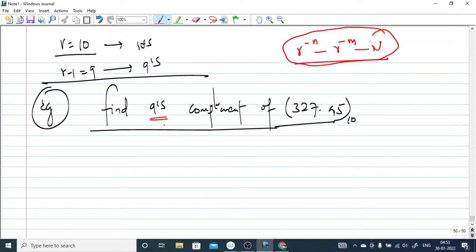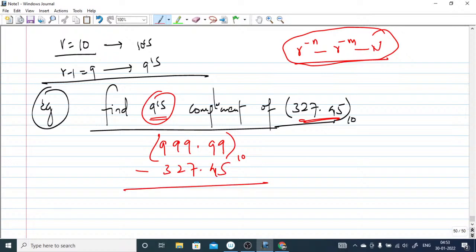So here is the trick. Whenever they ask you to find the nines complement, you subtract the given number from 999.99, that is, subtract 327.45. Once you subtract this, you will get 672.54. This is what the nines complement of the number is.